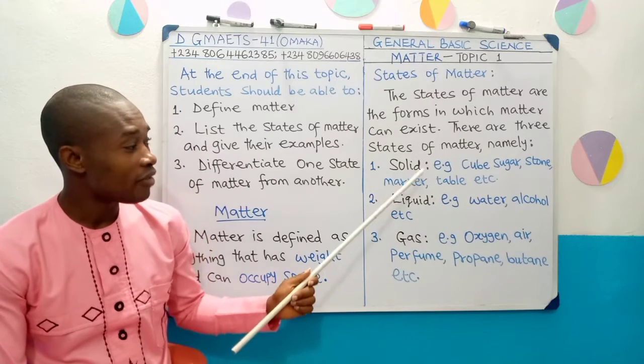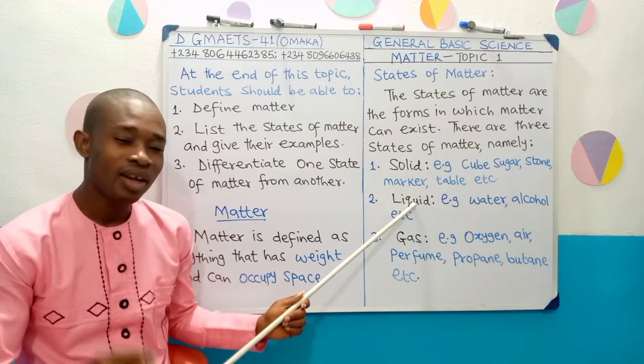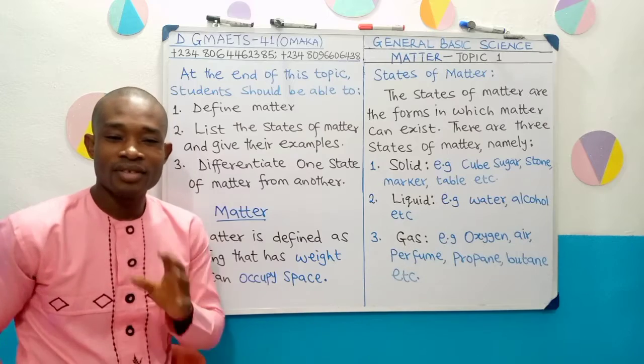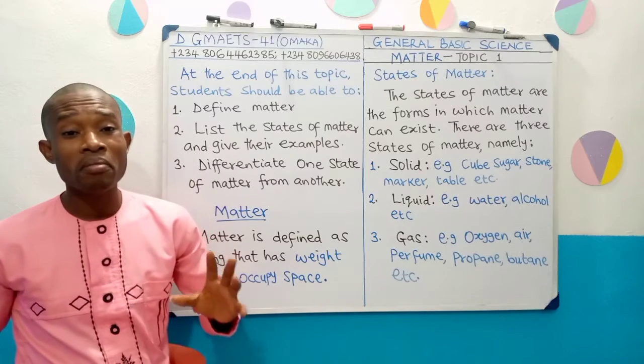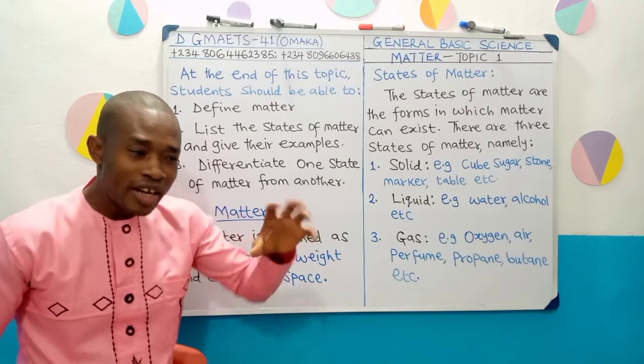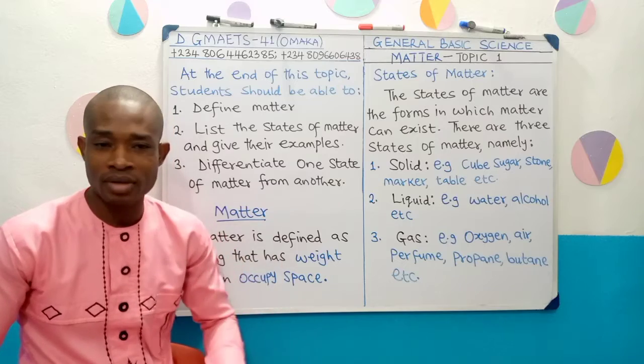And here on the board we have them. One is solid, two, liquid, and then number three, gas. These are the three states of matter. And of course, these three forms in which matter can exist, we have them all around us.